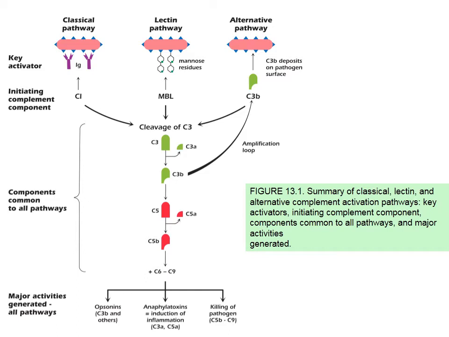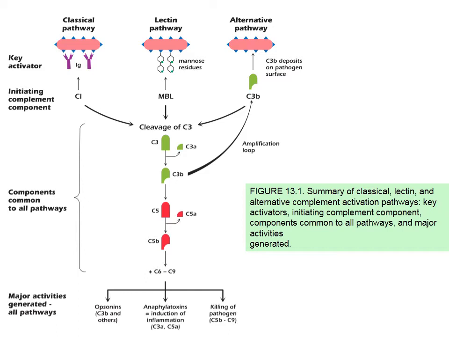And then subsequent steps like C5 again will split into C5a and C5b, and then all the way through C6 to C9. So if you look at the last line over here, you'll see these are some of the major activities generated in the pathways: the secretion of cytokines, the secretion of anaphylatoxins, and the killing of pathogens. So these are the common things that we normally see in complement activation.